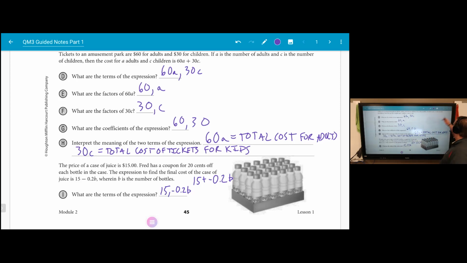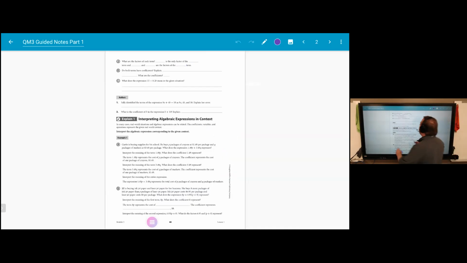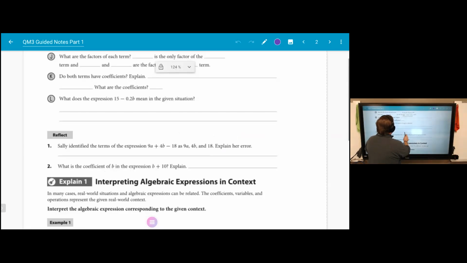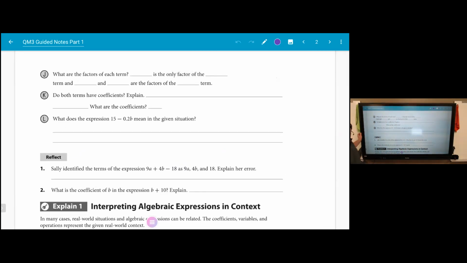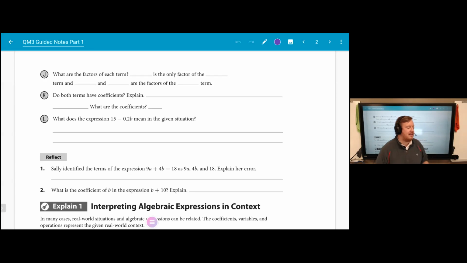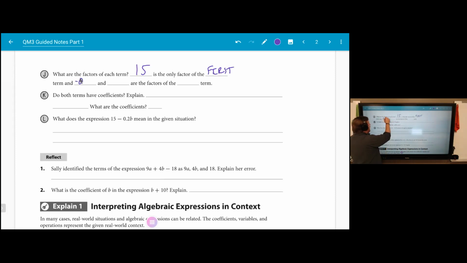What are the factors of the term? Why don't you take a quick second and think about it? Now that you've thought about it, what are the two factors here? Well, we've got a 15, and that's it. It's just 15. It's not multiplying anything. So 15 is the only factor of the first term. And negative 2/10 and B are the factors of the second term.